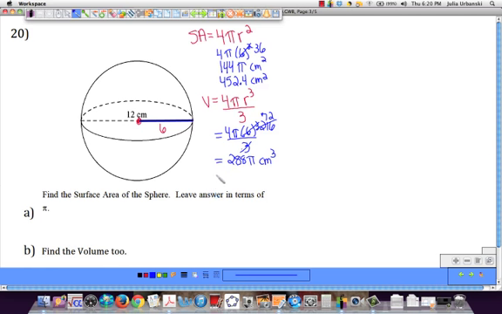But if the directions say to leave it to the nearest tenth, all you have to do is 288 times the pi button, and it's 904.8 centimeters cubed.